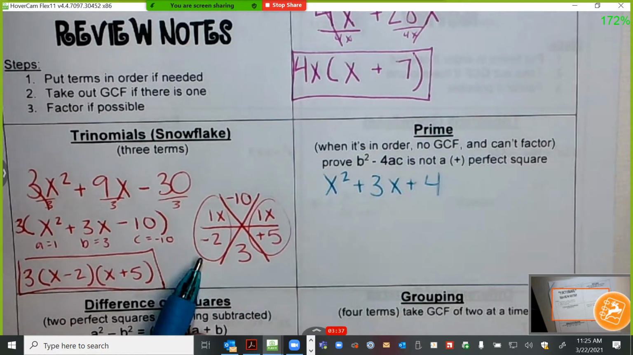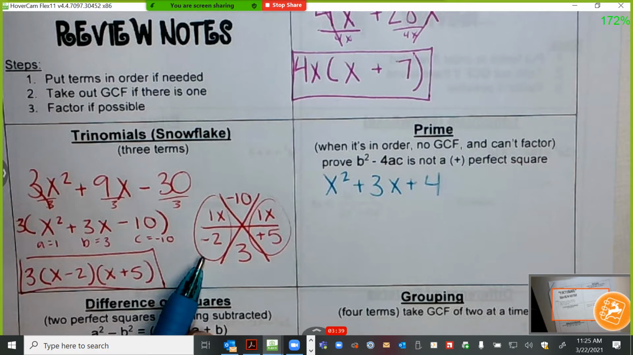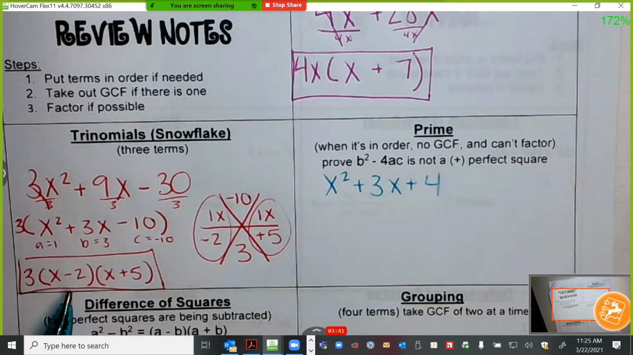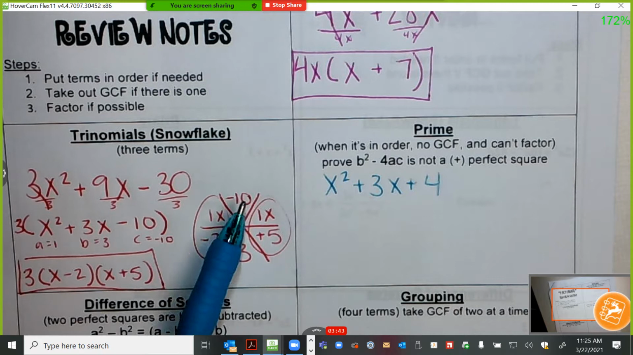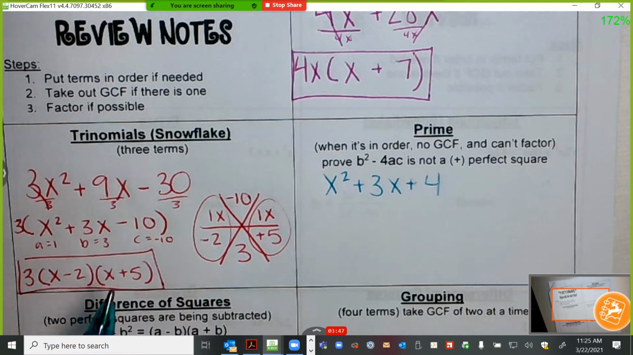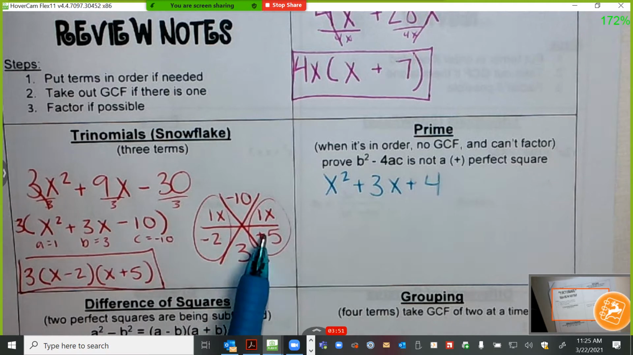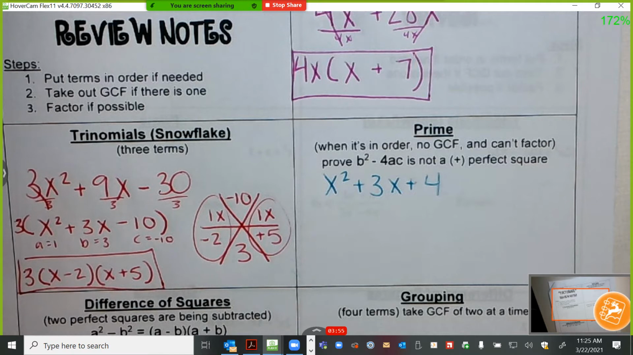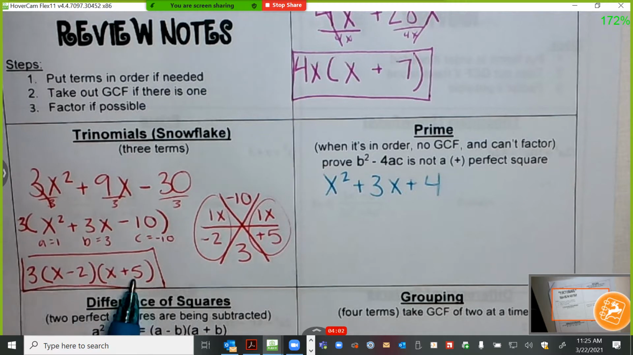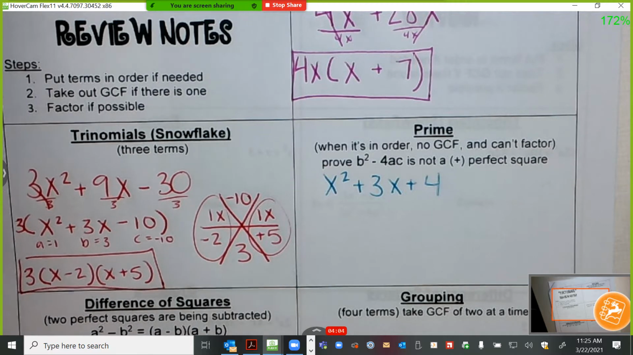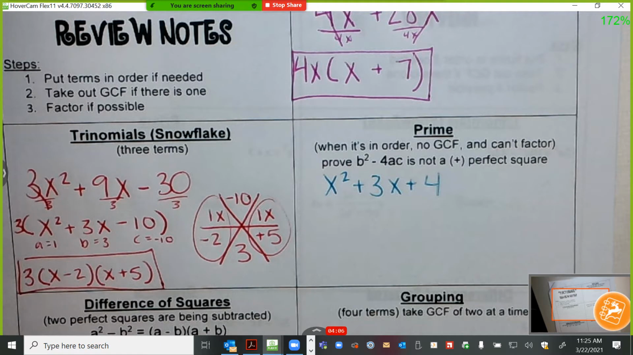Right here. From here. So what I circled are my 2 factors. Okay, remember we had to figure out what multiplied to give us negative 10 but added to give us 3. You don't have to. You could have 3 times x plus 5 times x minus 2. Is that what you mean? Yeah, that's totally fine. Okay, so this one says prime.